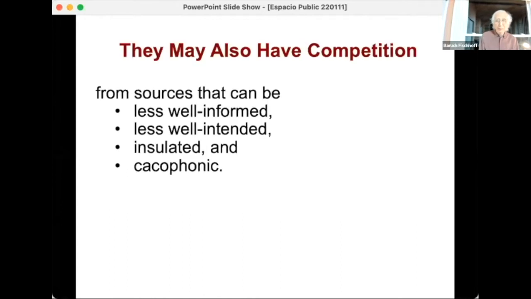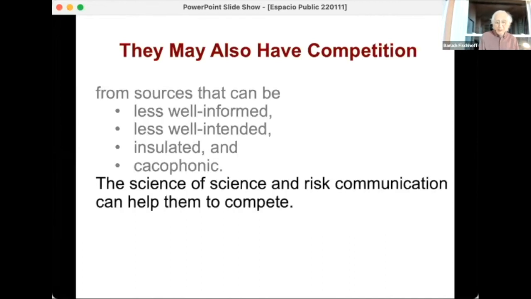Scientists also may have competition from other sources talking about their topics that are less well-informed, less well-intended, insulated in their own echo chambers, and cacophonous, where lots of people are saying different things, leaving the public without a coherent message. The science of science and risk communication can help scientists to compete in this information environment.